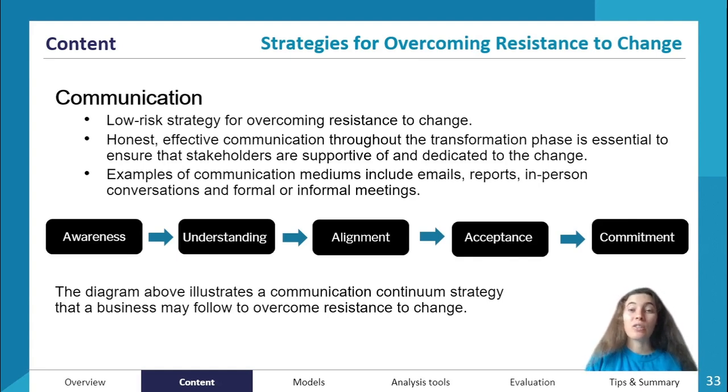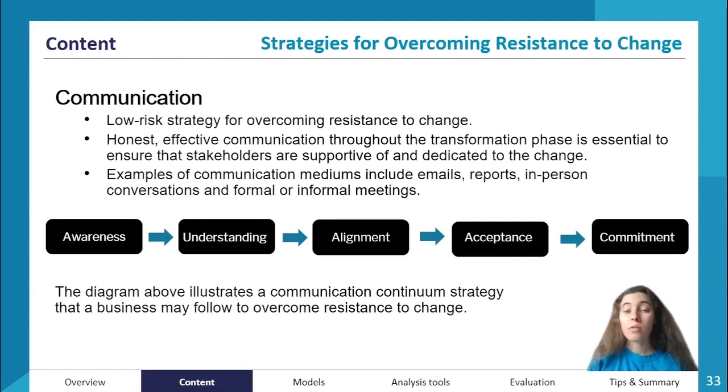Of course, every strategy really for overcoming any kind of resistance is going to need a really good level of communication. So you need to be honest, transparent, effective in your communication throughout the transformation phase. And that's going to ensure that stakeholders are supportive of the change and they're motivated to help the organization implement that change.